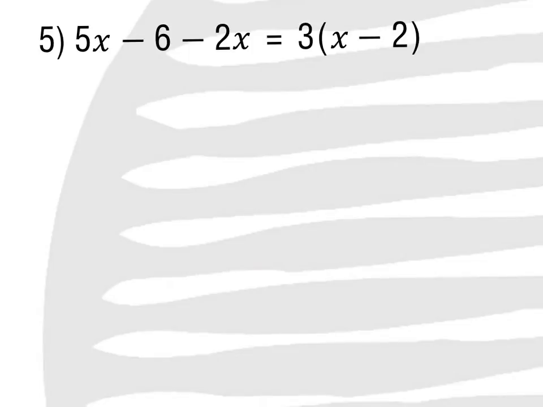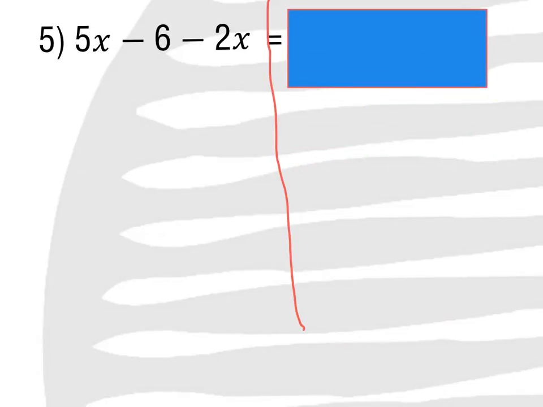So starting with problem 5, first thing I'm going to do is I'm going to draw my line down the equal sign. And then I need to simplify each side. So I'm going to draw a box so I can cover up my sides. So I'm going to cover up the right side, and I'm going to look at my left.